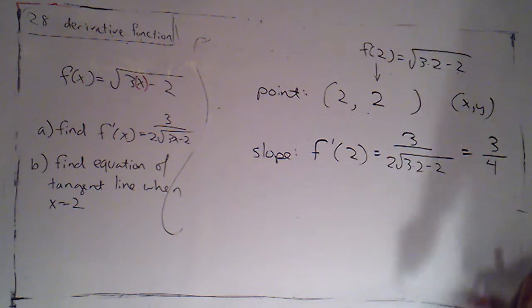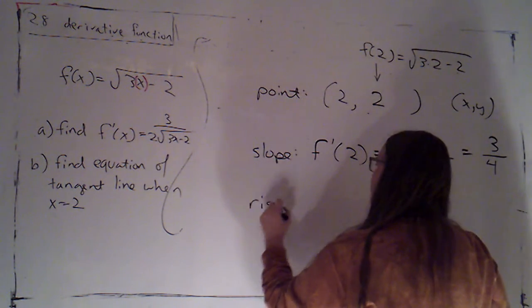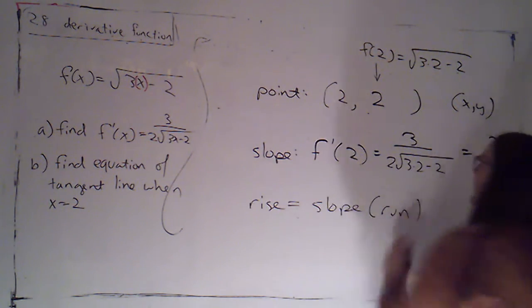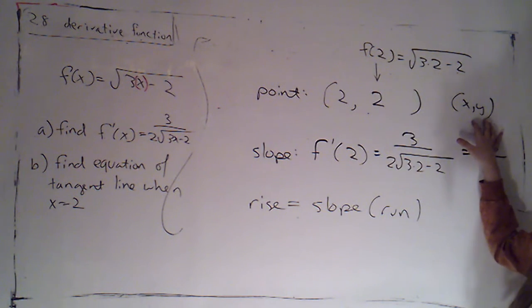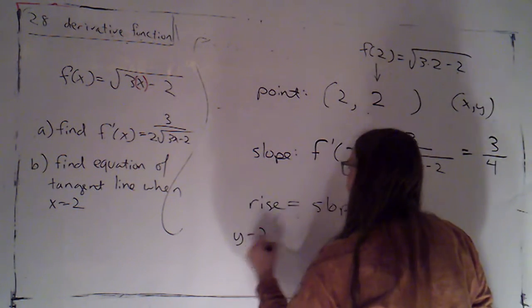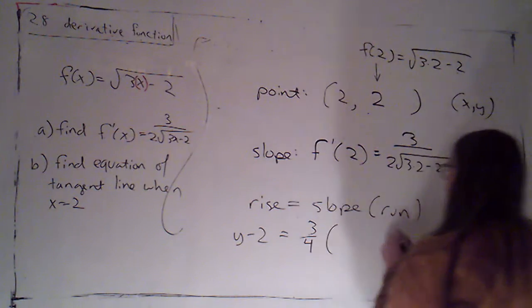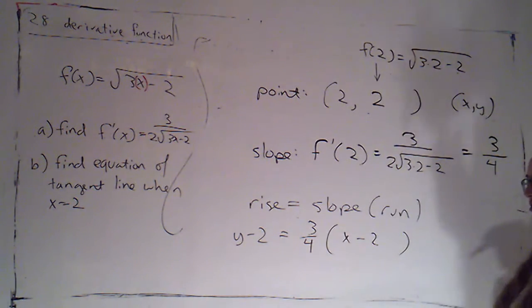Now, I've erased my picture. I'm okay with that. I know that what I'm doing when I'm finding the equation of the line is just saying rise is equal to slope times run. And I'm going to use this point, 2, 2, and an arbitrary point, x, y. Okay. So rise is just the difference in y values, that's y minus 2, is equal to the slope, which is 3/4, times the run, which is the difference in x values, and that's x minus 2.